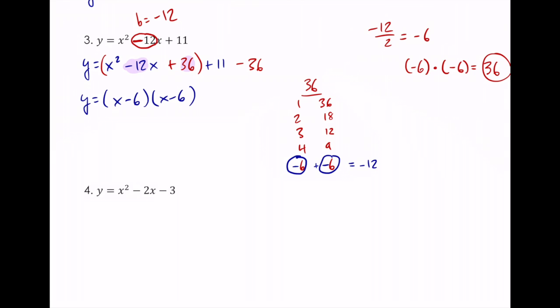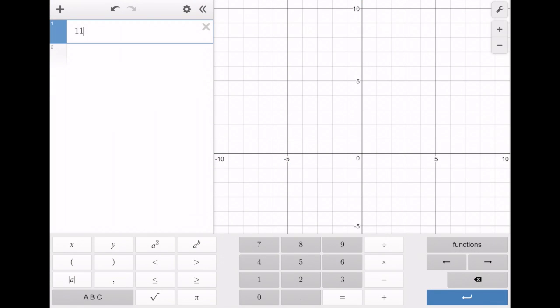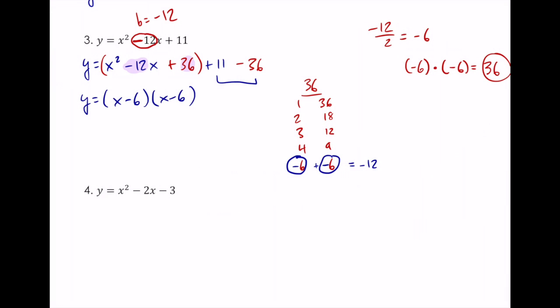All right, let's do our subtraction over here. 11 minus 36. We can go to Desmos and do 11 minus 36. That is negative 25. So we are going to be subtracting 25 here. Once again, we want to shorten our answer, so we're going to write this as y is equal to (x - 6) squared minus 25.